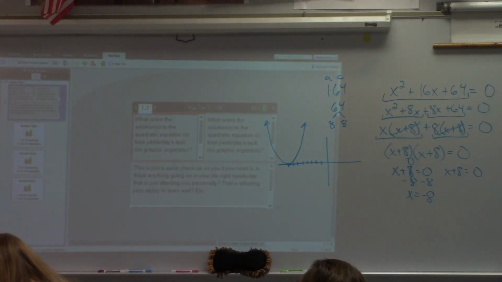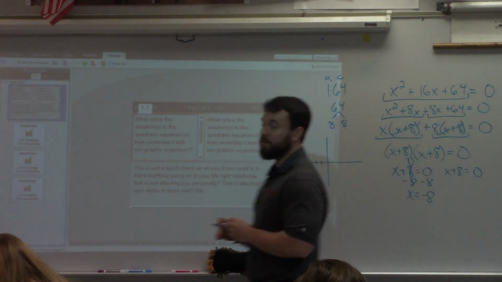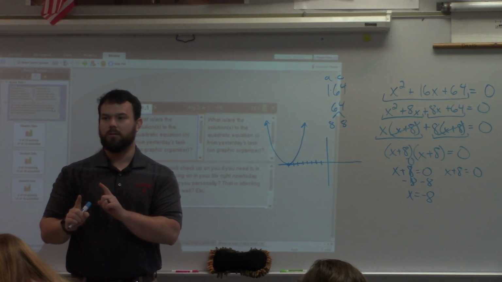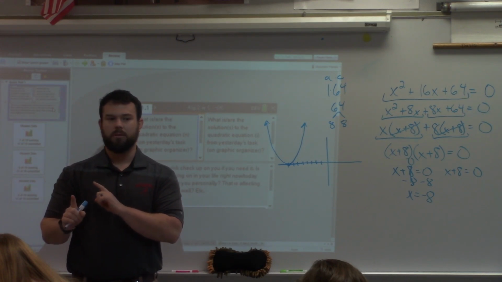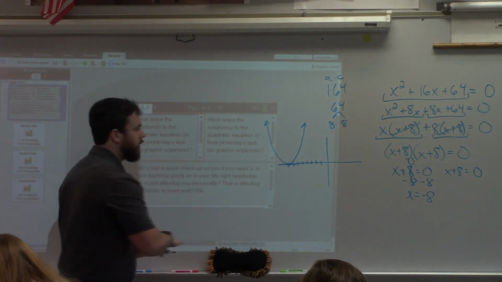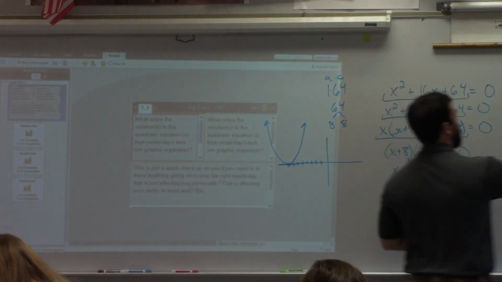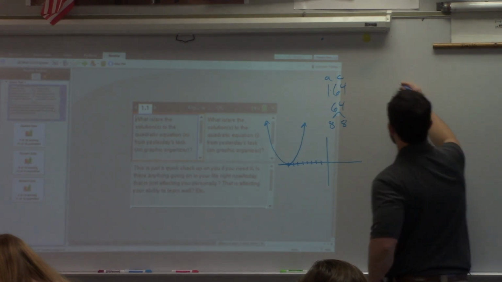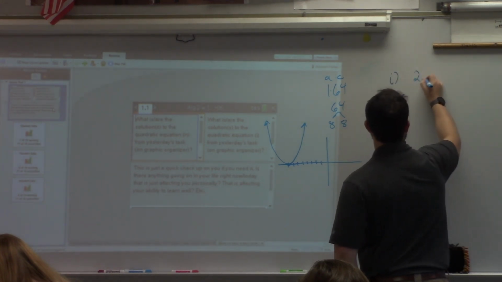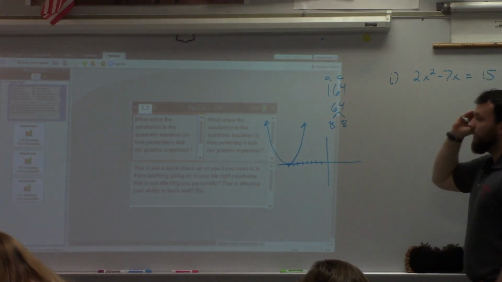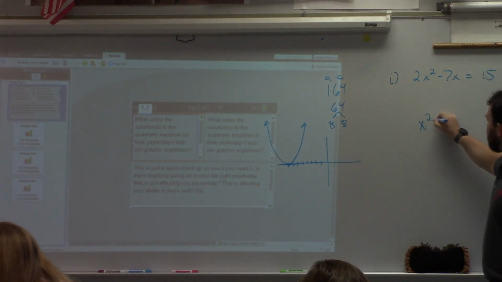The second one was actually first, questions, comments, concerns before we move to I. So that was equation N. Okay, so equation I was, what was it, 2x squared equals 15? Oh, by the way, I didn't need to mention this.